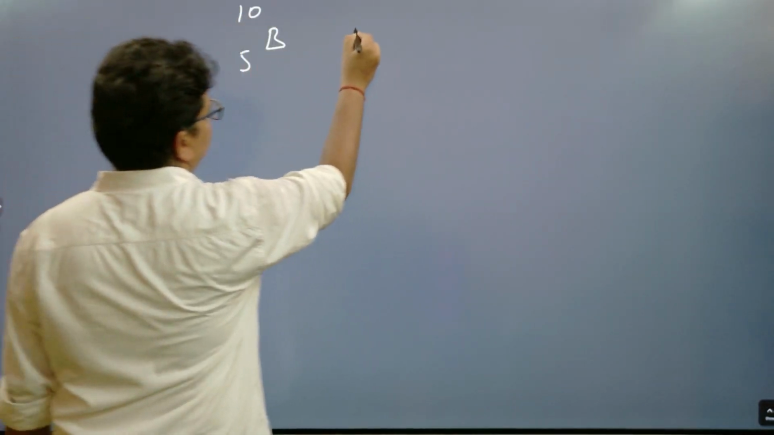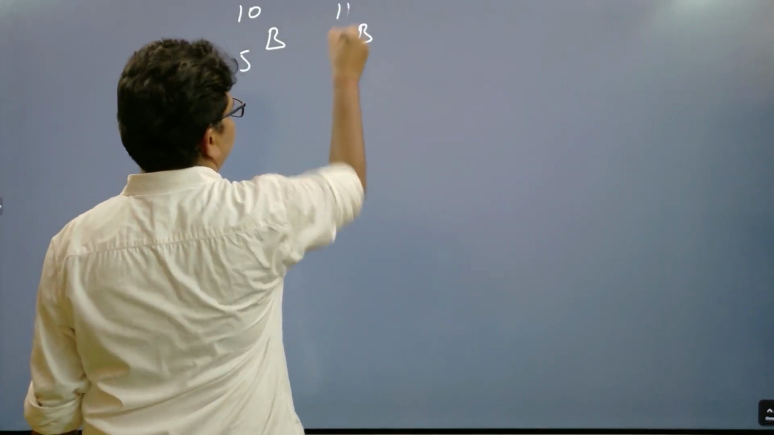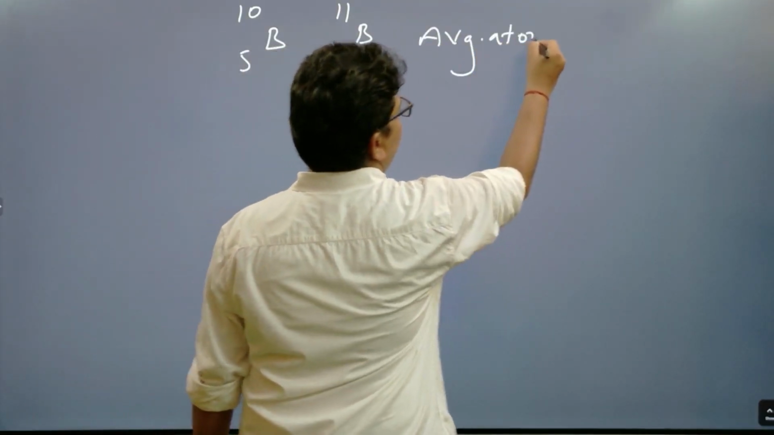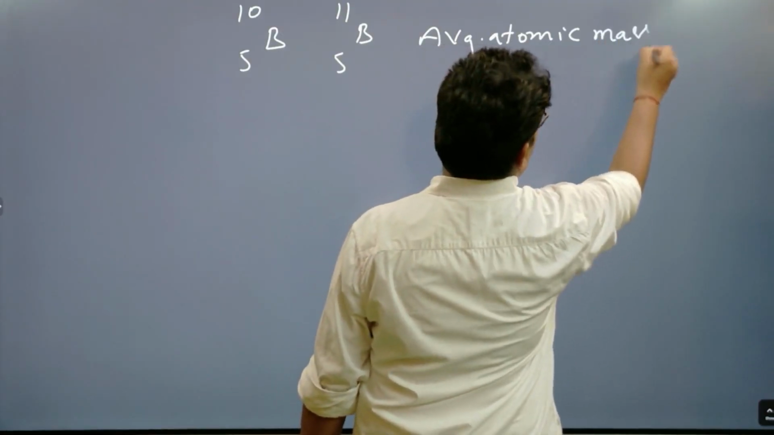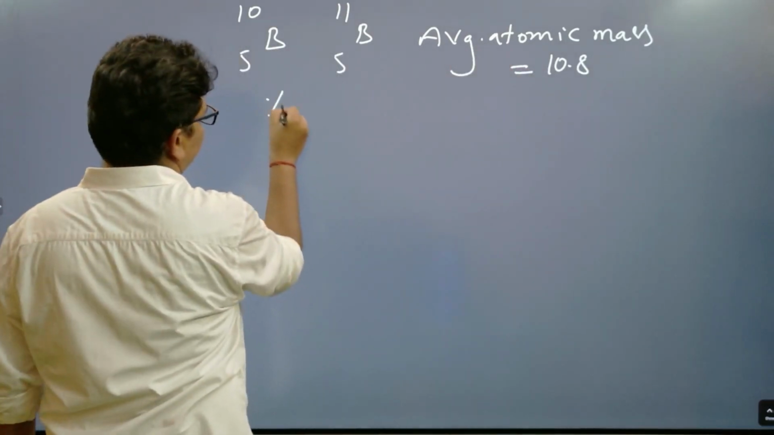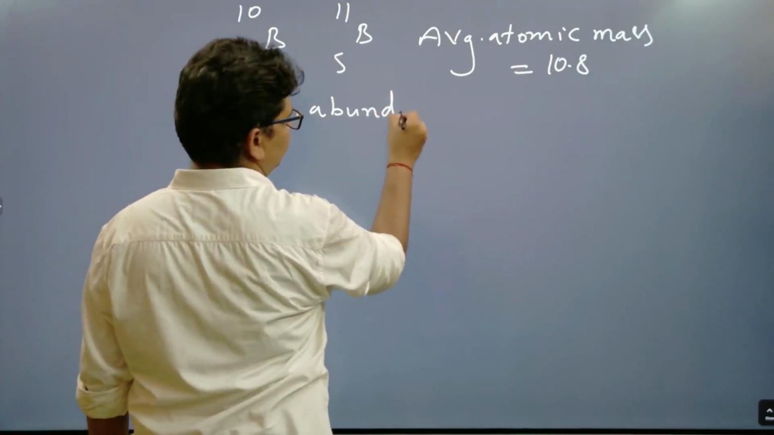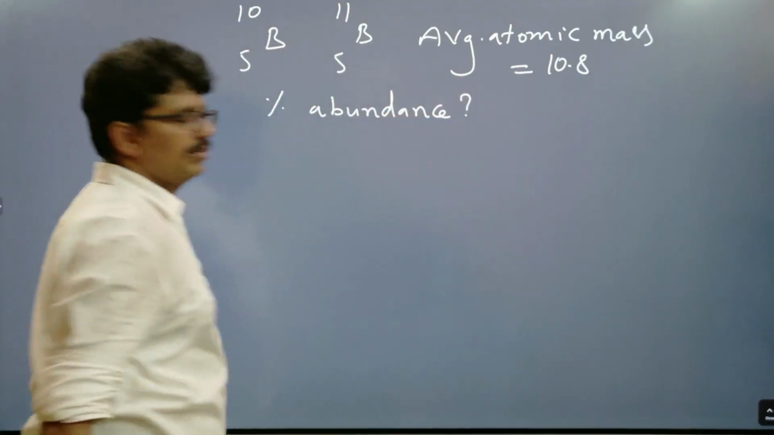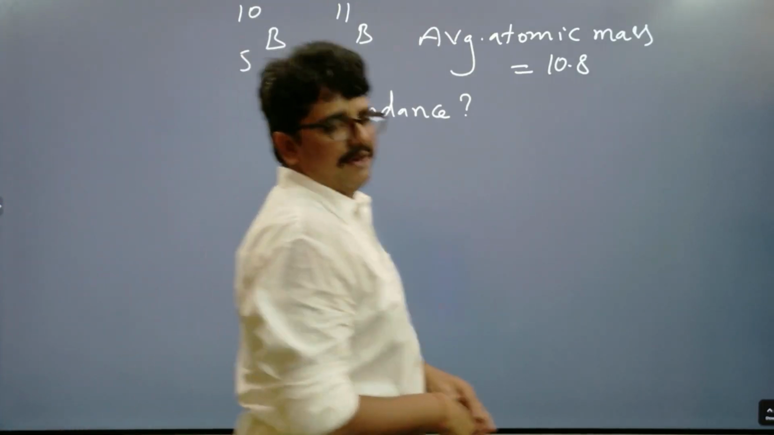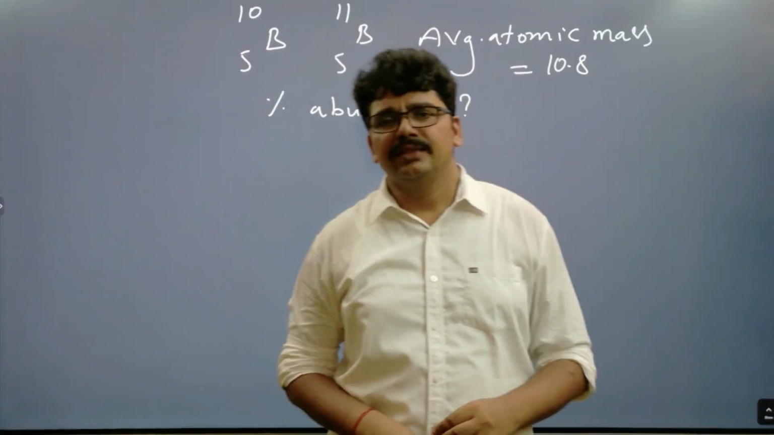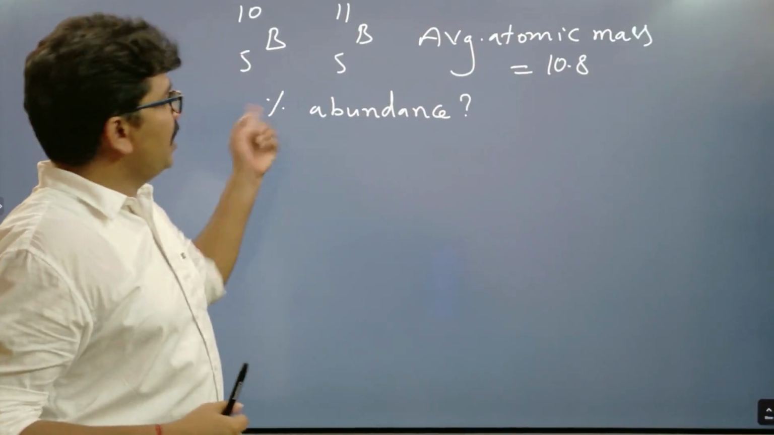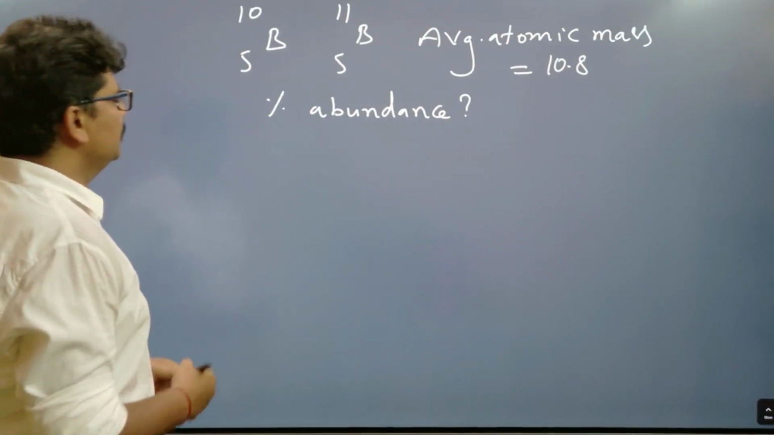I am taking boron. Boron 10 and boron 11. Its average atomic mass is given as 10.8. Find the percentage abundance. In the previous case, percentage abundances are given. They asked to calculate average atomic mass. Now, average atomic mass is given. We have to find the percentage abundance.